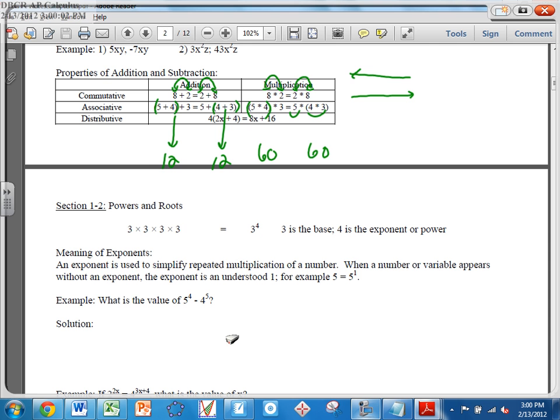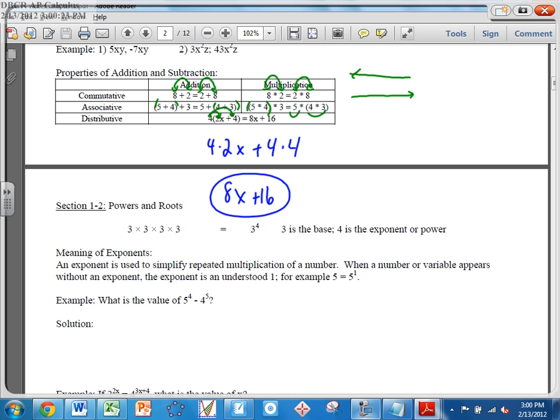And then finally, distributive. You notice you have distributive here. For distributive, again, think of distributing. So you're literally distributing the front term, that monomial that happens to be in the front, to each of the terms in the binomial. So you have a 4 times a 2x plus a 4 times a 4, which is 8x plus 16. Okay, again, you're distributing the 4 to both of these two terms.